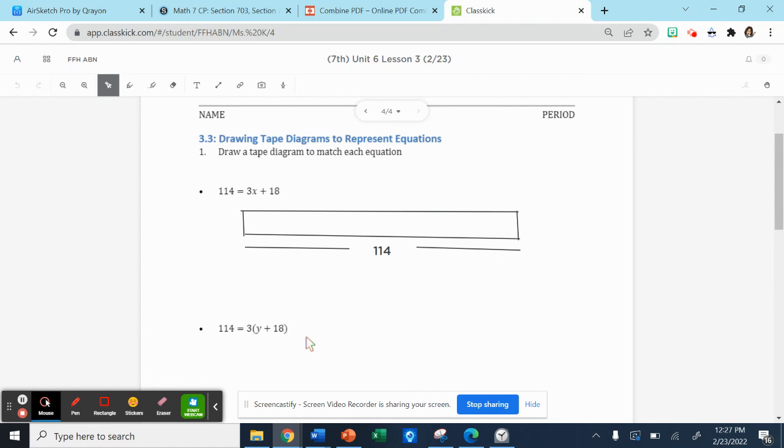And again, you can always check the notes that are posted in today's folder to verify your work. When you're finished with slide 4, you're all caught up from class today.